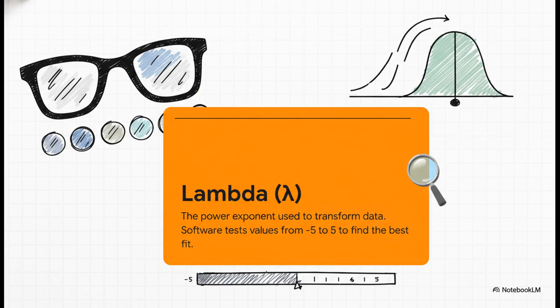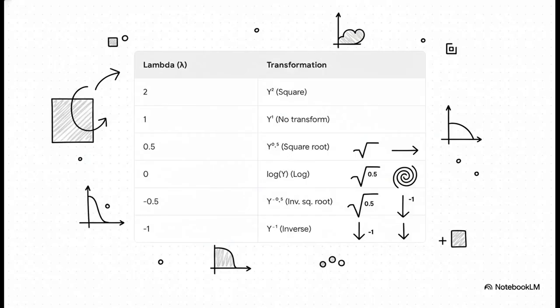Those are the lambda values, usually from -5 to 5, until suddenly your data's distribution snaps into the clearest, most normal focus possible. And this table shows you exactly what those different lenses do mathematically. So for example, if the optimal lambda is 2, you square your data. If it's 0.5, you take the square roots. A lambda of 1 is interesting. It basically means, hey, your data is already normal enough, no transformation needed.